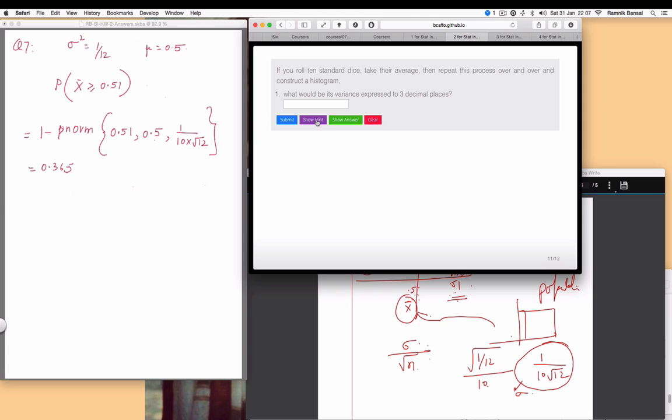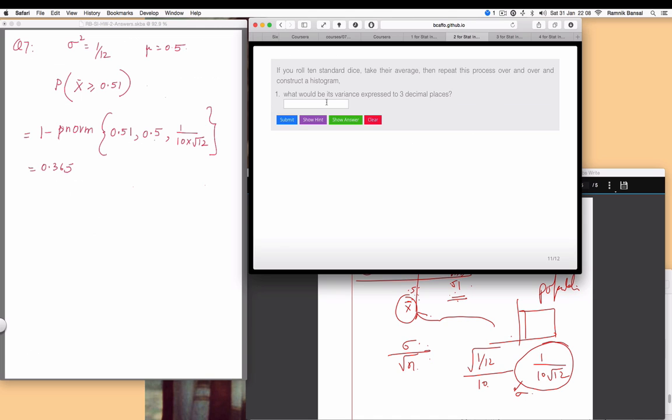1 by 12, that was for the uniform distribution. This is not a uniform distribution. For a die, 1 by 6 is the probability of getting either 1 or 2 or 3 or 4 or 5 or 6. A uniform distribution is a continuous distribution, whereas a die roll is a discrete distribution.